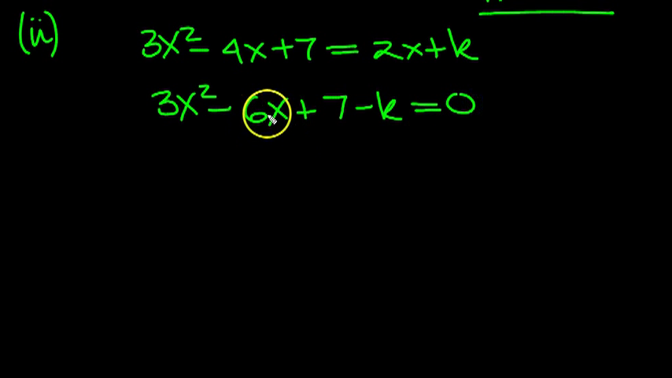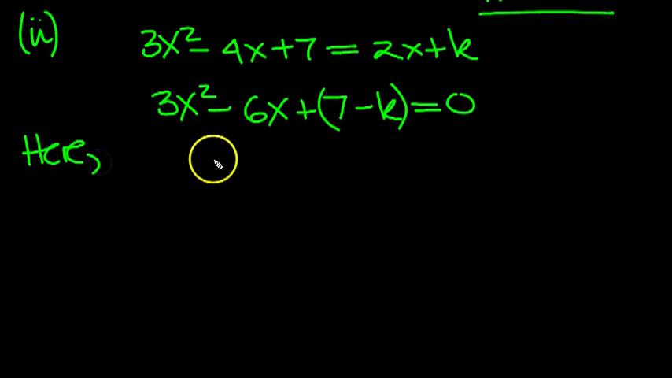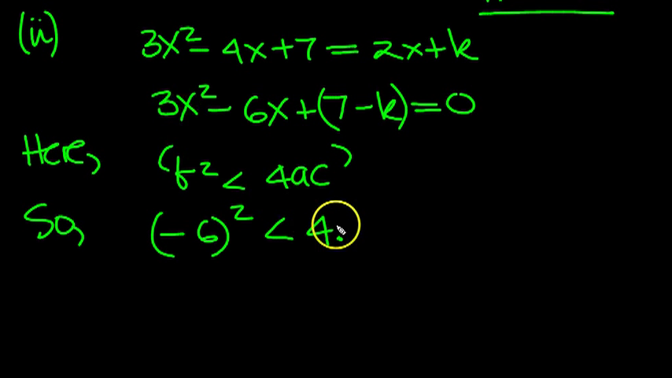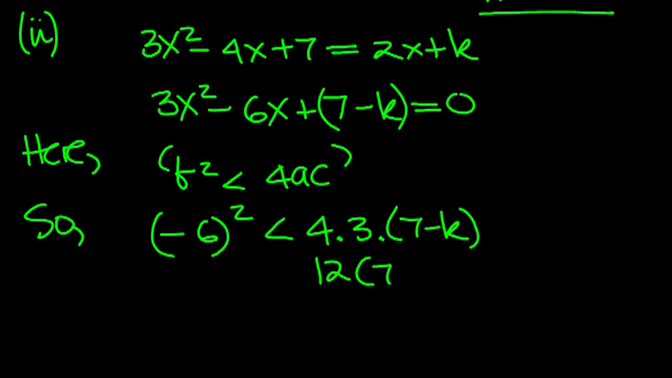Now if that doesn't have a solution, so there's our constant value, there's our number of x's, and there's our x squareds. So here, for there to be no solution, b squared must be less than 4ac. Agreed? For no solution. So what have we got then? B squared is minus 6 squared is less than 4 times a, which is 3, times c, which is 7 minus k. So we've got 12 of 7 minus k, and that's greater than minus 6 squared is 36, isn't it?